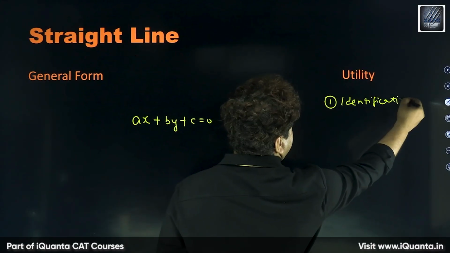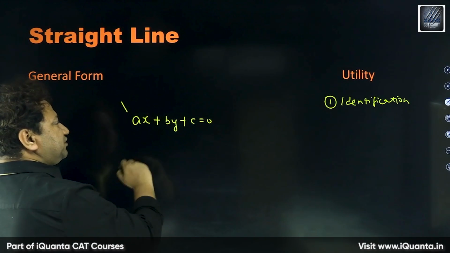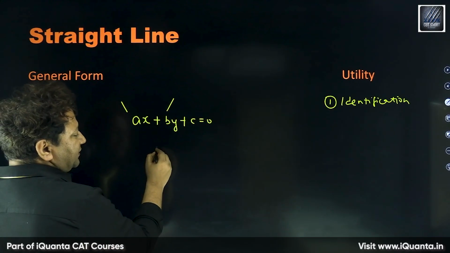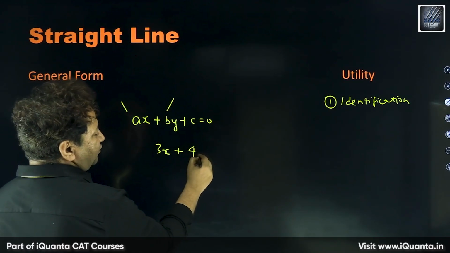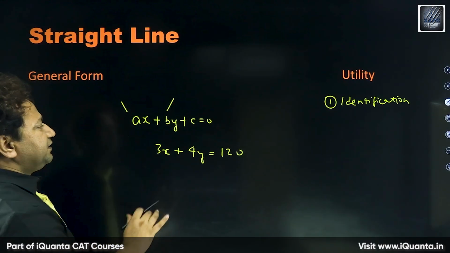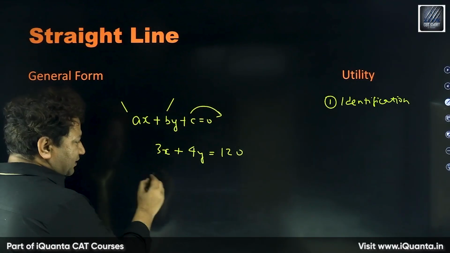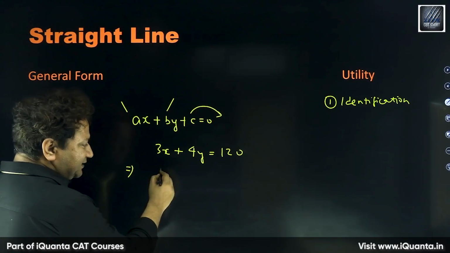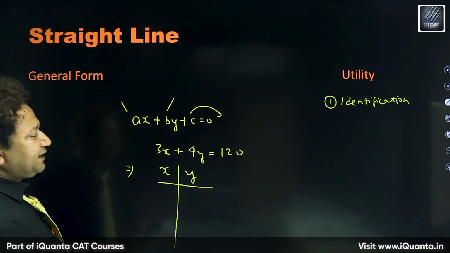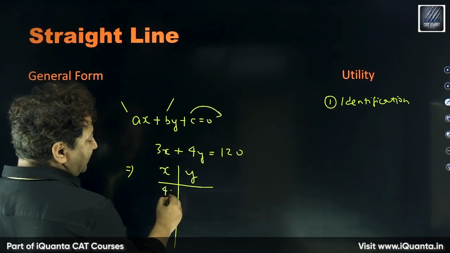What can be other utilities? Well, a is the coefficient of x while b is the coefficient of y. So let's say if I have something like this, 3x plus 4y is equal to 120. Now this is in general form. How? The constant term has been sent towards the right hand side. So here we can utilize this in such a way that if I'm able to find any value of x, let's say here I can clearly see that 120 is a multiple of 3, 40 times. So if I put x as 40, y will be 0.